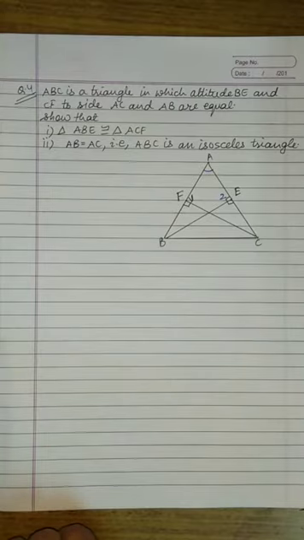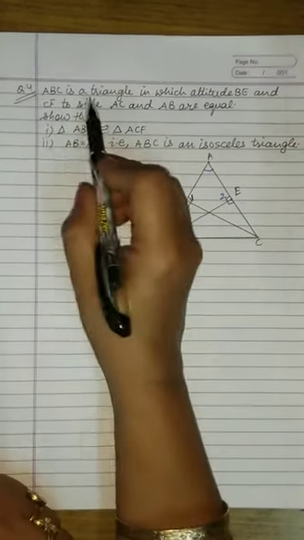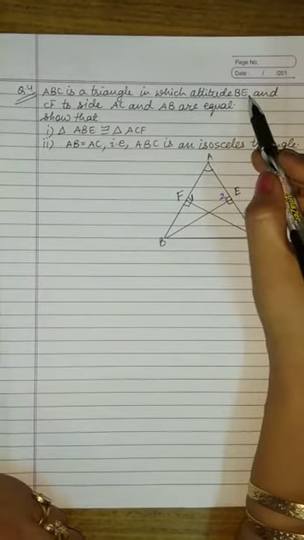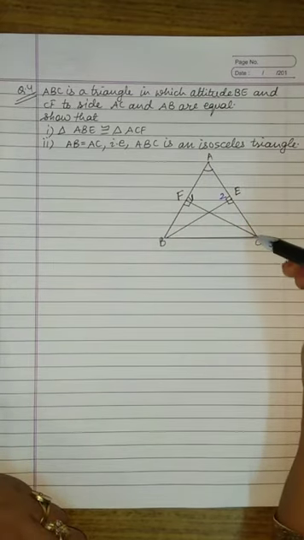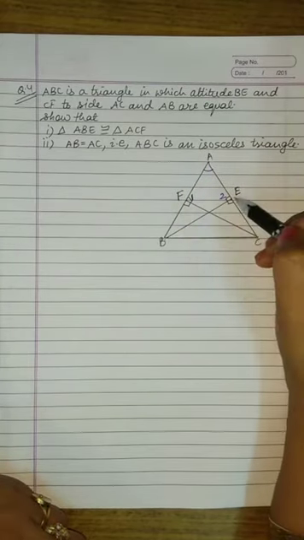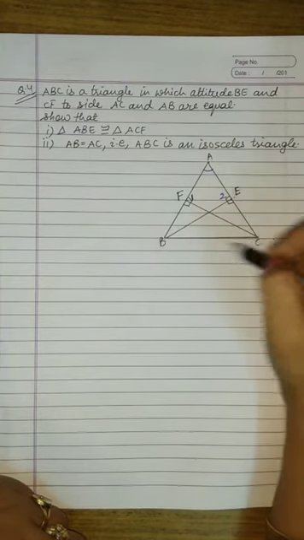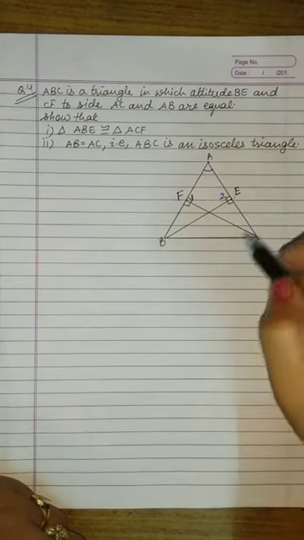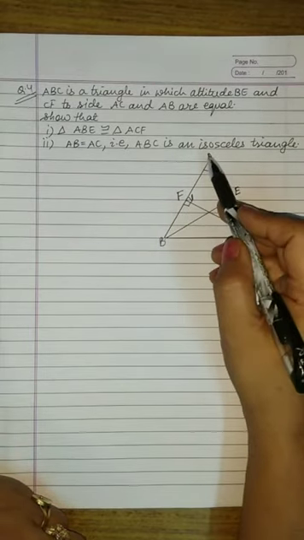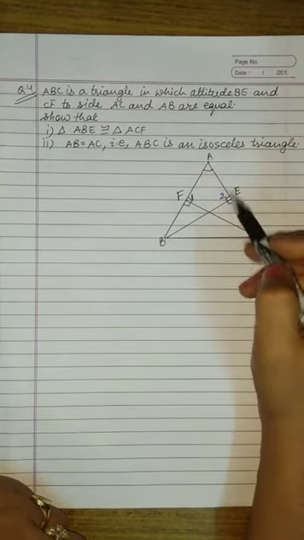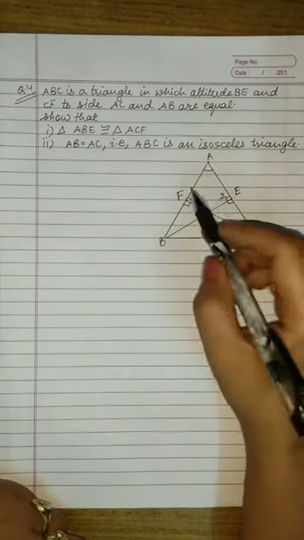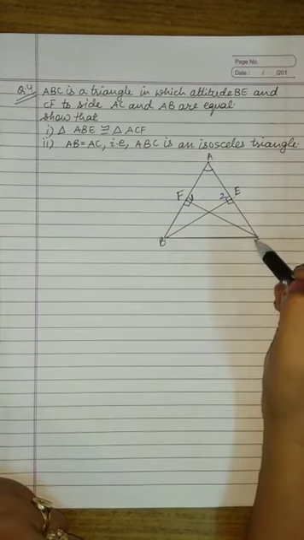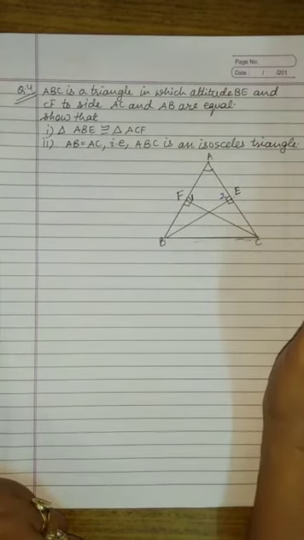Now in question number 4 we are given ABC is a triangle in which altitudes BE and CF on sides AC and AB are equal. In this question, we are given that altitudes CF and BE are equal in triangle ABC, and we have to prove that triangle ABE and triangle ACF are congruent to each other, and AB is equal to AC. It means ABC is an isosceles triangle.